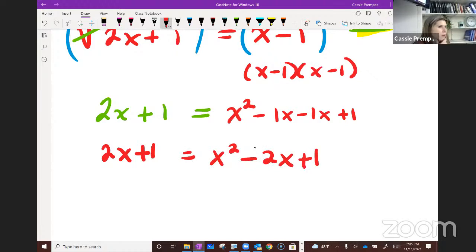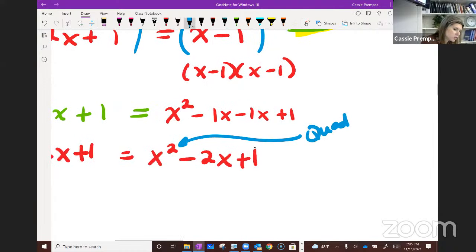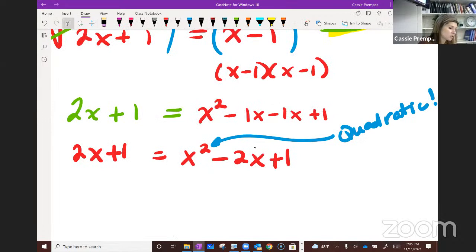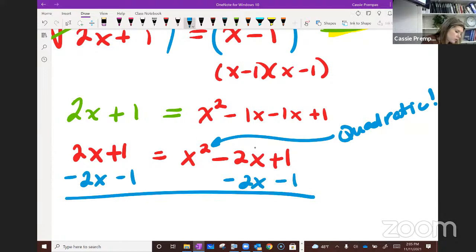What type of equation do we have right now? Is it linear or is it quadratic? Quadratic. How do we know it's quadratic? Because you have a power of 2. So what should we do to solve a quadratic? Factor. What do you have to do to factor? Set it equal to 0. So let's subtract 2x, subtract 2x, subtract 1, subtract 1. And we'll get 0 is equal to x squared minus 4x. What's 1 plus -1? 0.